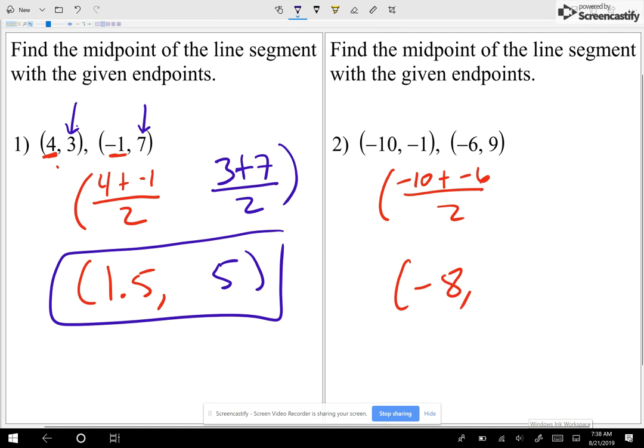Now for the y value, I'm going to go -1 plus 9. Right, I'm going to add the two y values and then divide it by 2. -1 plus 9 is 8. Remember, when they have different signs, we subtract them, keep the sign of the larger one. So -1 plus 9 is 8. 8 divided by 2 gives me 4.